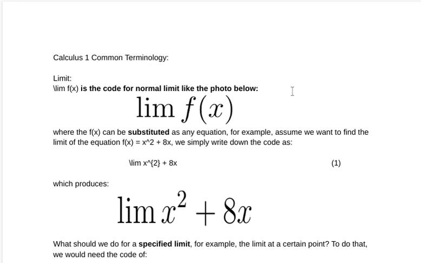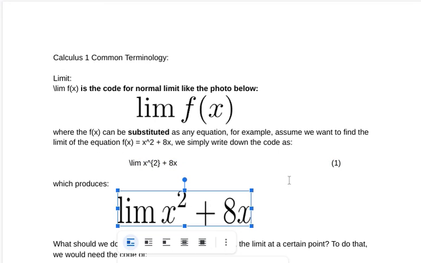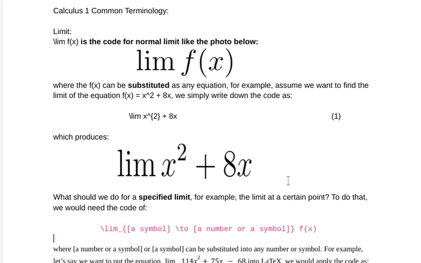For example, if we want to find the limit of the equation, this thing, we simply write down the code as this, which then produces this. What should we do for a specified limit? Let's say a limit at a certain point. To do that, another code is needed, something similar to the one below: \lim, a symbol to a number or a symbol, f(x).